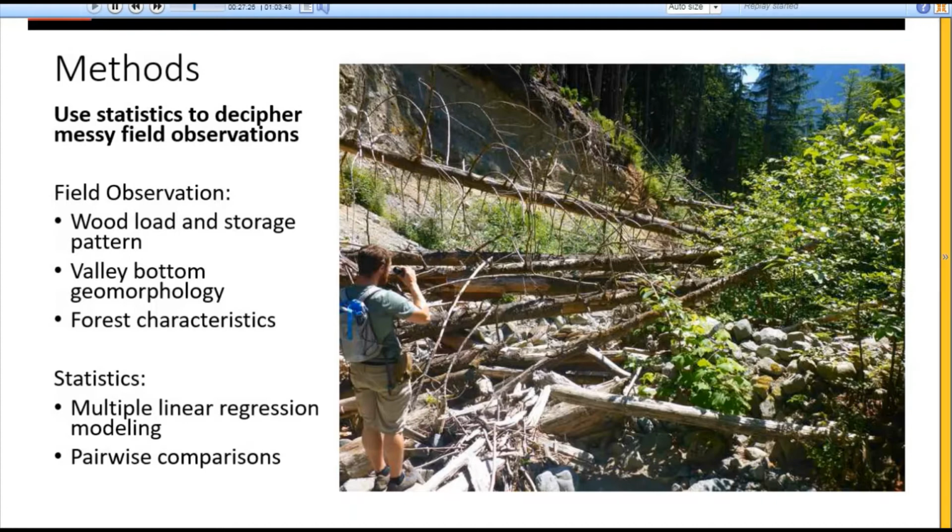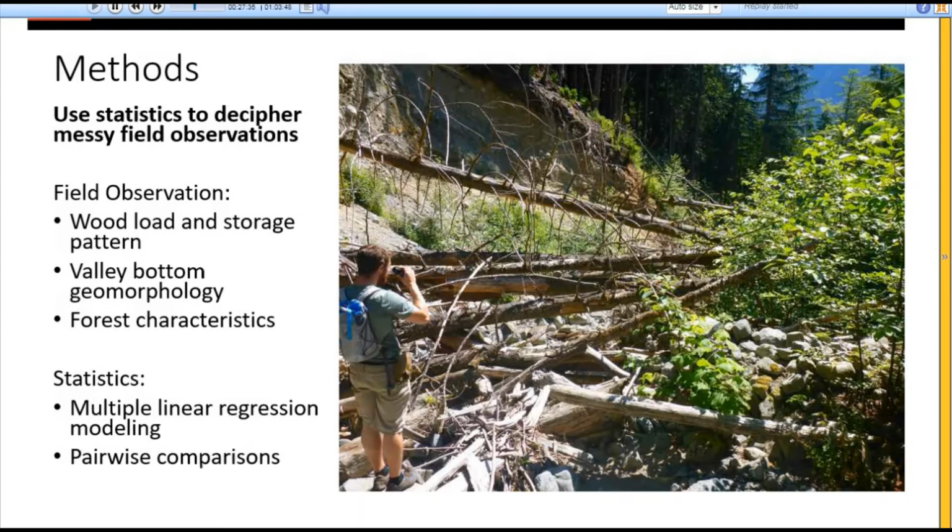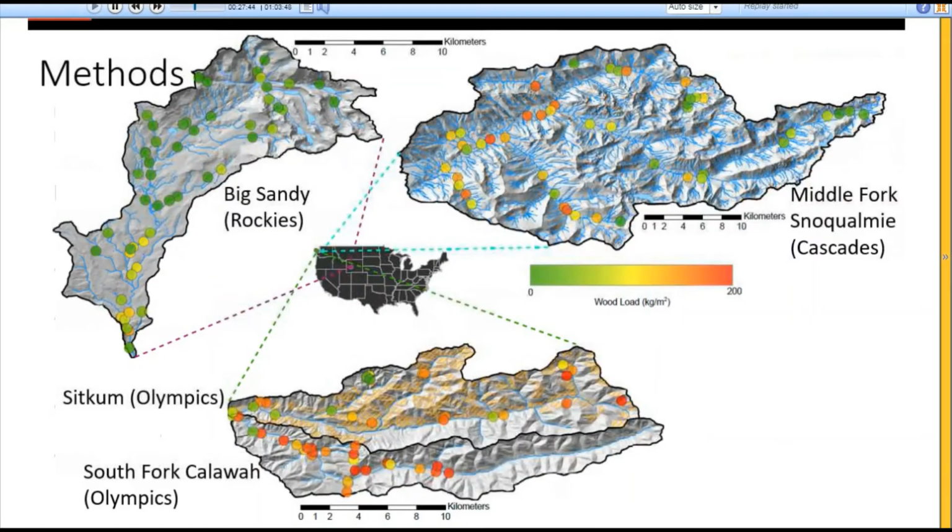Measured valley bottom characteristics, like the morphology and shape of these valley bottoms, as well as forest stand characteristics, thinking about the fact that all the wood coming into these valley bottoms comes from the upland forest. Then I applied some statistical methods to figure out how wood load varies from place to place throughout a river network. So I want to talk a little bit about where I did this work, because this really sets up what we were able to gain from it.